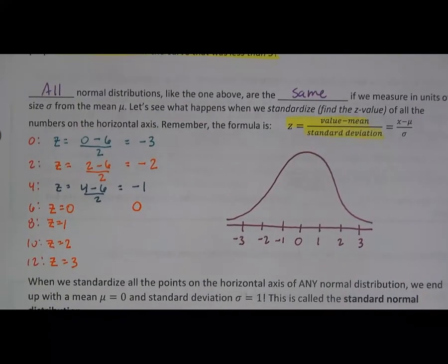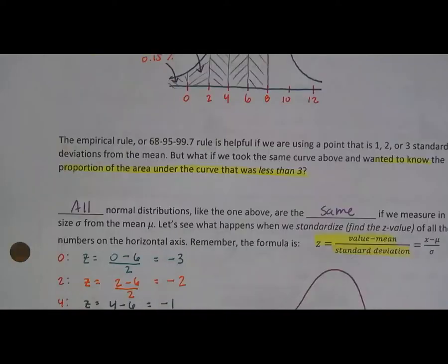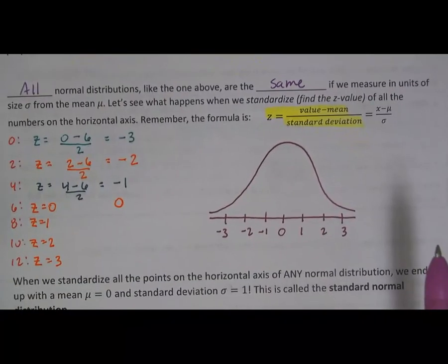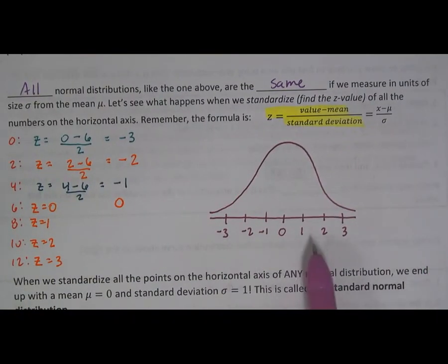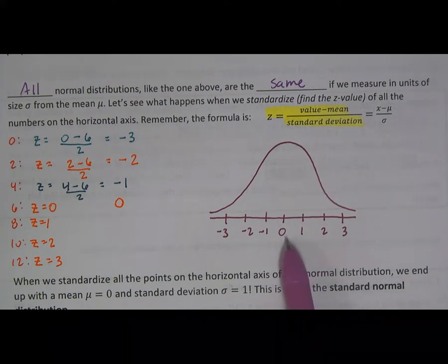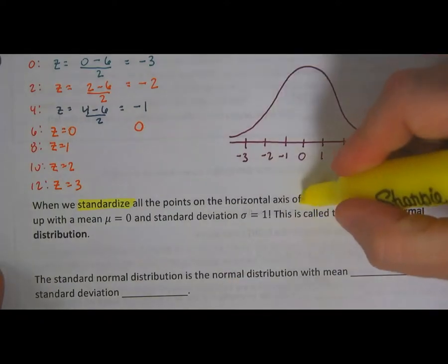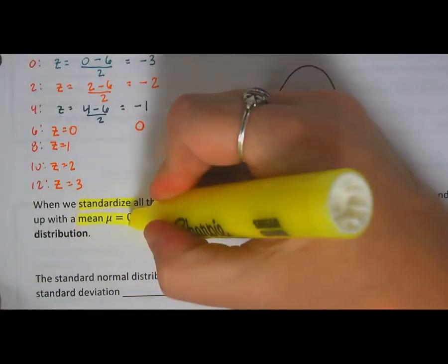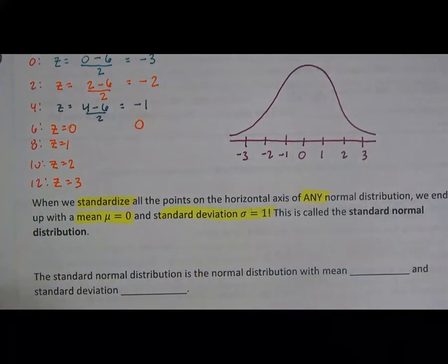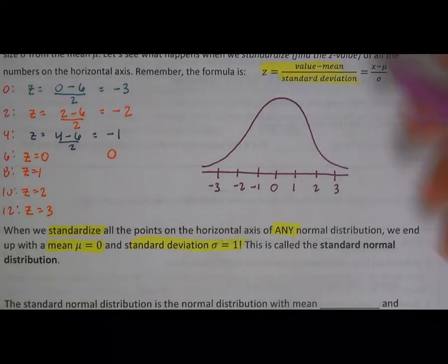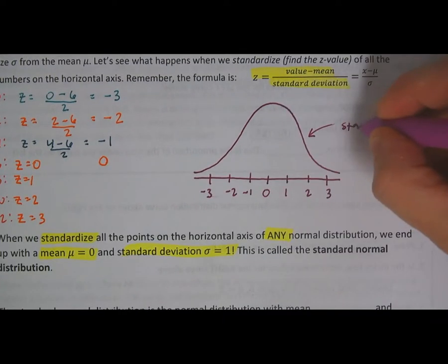So listen really closely. When you take any word problem, any crazy word problem, miles per hour, inches, whatever, and you take all the numbers on that axis right there, like we just did, and you standardize them, every single time, what's really cool is you're going to get these numbers right here, no matter what. You're going to get 0 in the middle, and you're going to be counting by 1, which is kind of cool. So when we standardize all of the points on the horizontal axis of any problem that we look at, we end up with a mean of 0 and a standard deviation of 1. This has a very specific name to it. This is called the standard normal distribution.